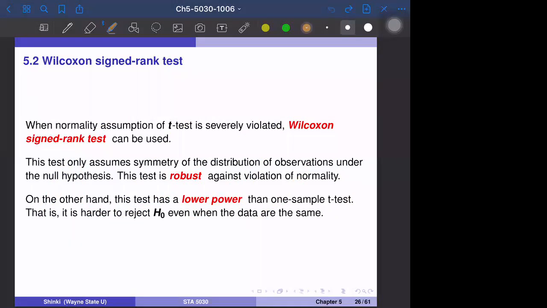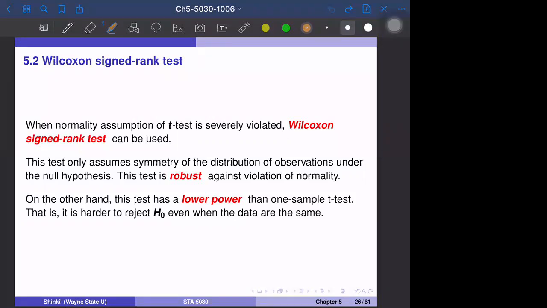Hi, the next section is the Wilcoxon signed-rank test. So this is an alternative to the one-sample t-test, but we need much less assumption on the distribution of random variables. So when the normality assumption of the t-test is severely violated, for example, the distribution of X is very skewed or very heavy-tailed, the Wilcoxon signed-rank test can be used.